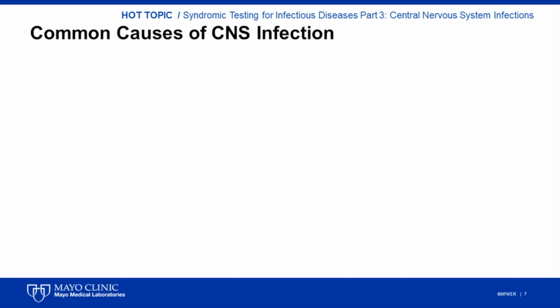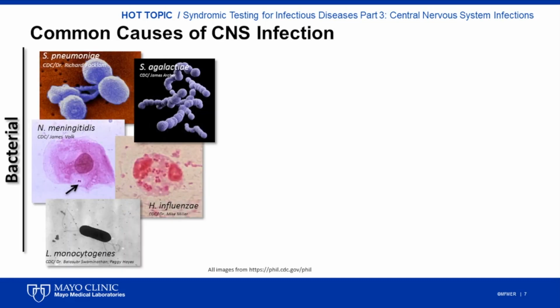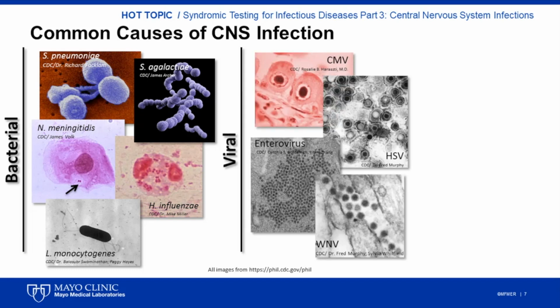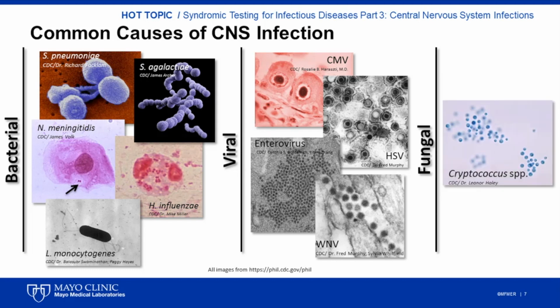When considering infectious causes of CNS infection, there are many possible agents. However, some of the more common bacterial agents to consider include Streptococcus pneumoniae, Streptococcus agalactiae, Neisseria meningitidis, Haemophilus influenzae, and Listeria monocytogenes. Common viral agents include CMV, HSV, enterovirus, and West Nile virus. And finally, Cryptococcus species are among the most common causes of fungal CNS infection.